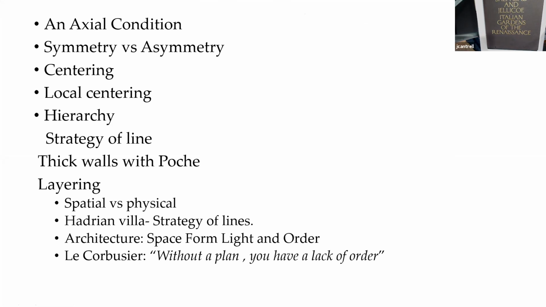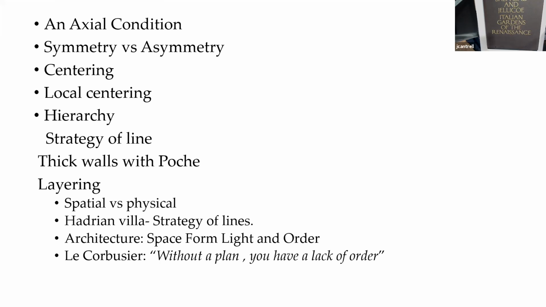I teach this in classical architecture and modern architecture. We're going to see some really wonderful projects. I have a mixture of projects between Palladio, Edwin Lutyens, and John Soane. Some of these are a mixture of symmetry, centering, local centering. What is that? What does hierarchy mean?